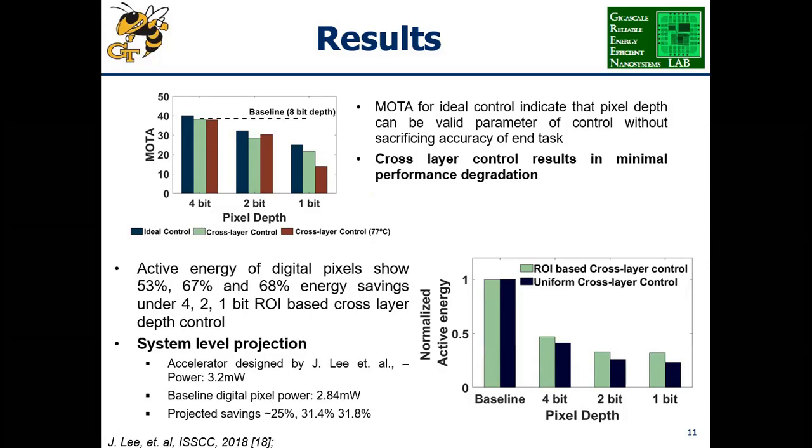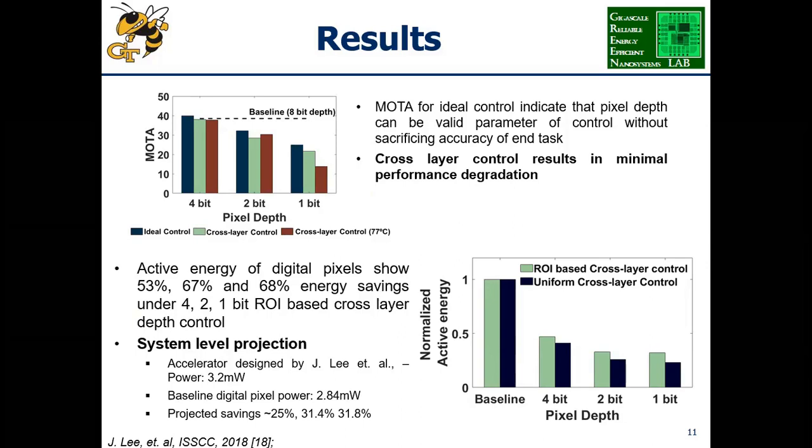The tracking accuracy, or MOTA, shows minimal degradation under cross-layer control as compared to the ideal control. These are the results that have been presented in this slide. We have performed the case study with the tracking accuracy curve observation under both nominal and elevated temperature. So we move on to the energy analysis of the digital pixels.